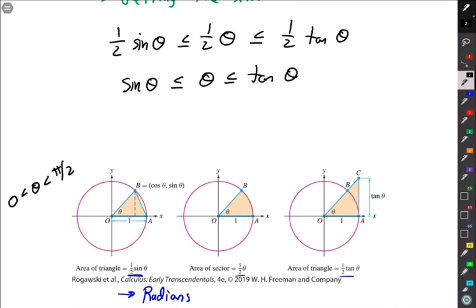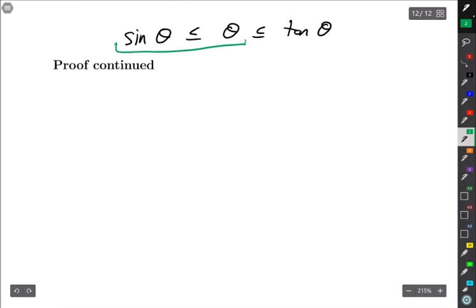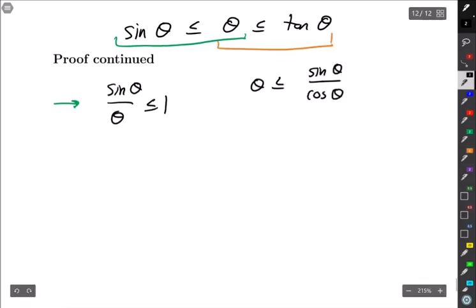So now I can mess around with this algebraically and see what I can get. If I take this left inequality, I can divide both sides by theta to give me that sine theta over theta is less than 1. I can similarly take the right inequality, write tangent as sine over cosine, and move some terms around to get something similar. I can multiply both sides by cosine and divide by theta to get that inequality there.